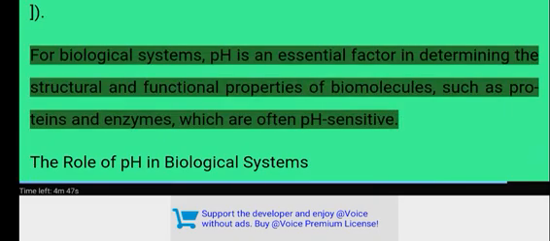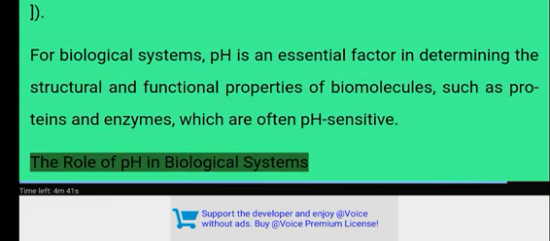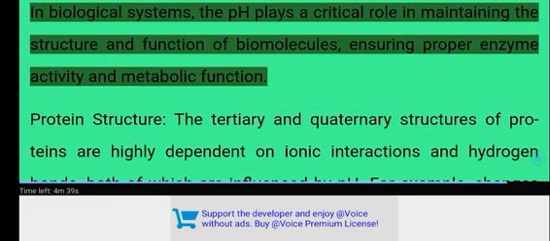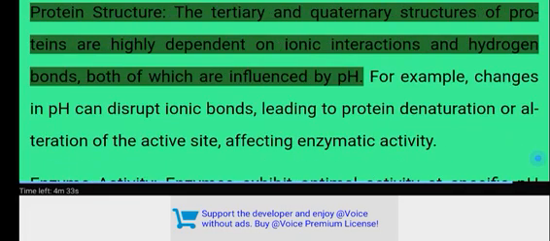For biological systems, pH is an essential factor in determining the structural and functional properties of biomolecules, such as proteins and enzymes, which are often pH sensitive. The role of pH in biological systems. In biological systems, the pH plays a critical role in maintaining the structure and function of biomolecules, ensuring proper enzyme activity and metabolic function.